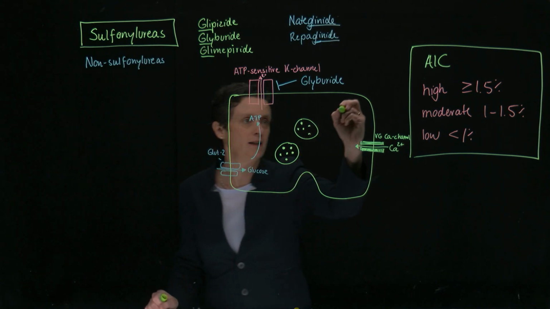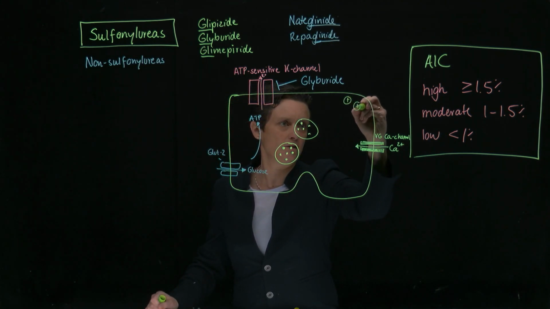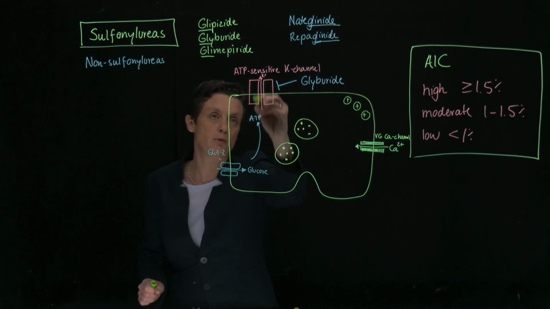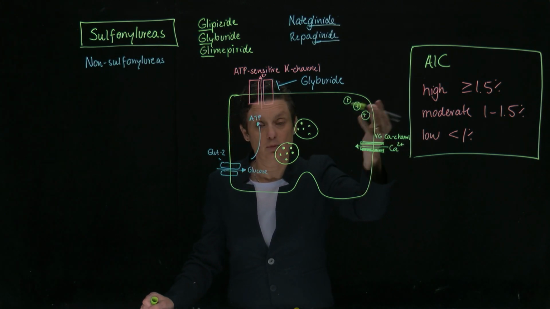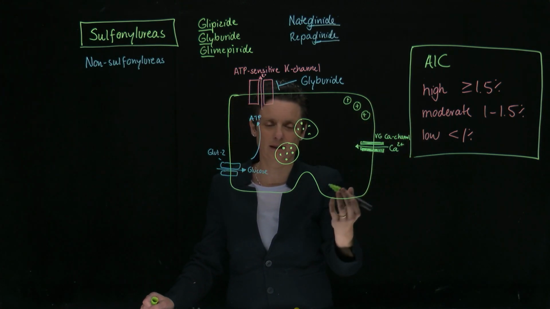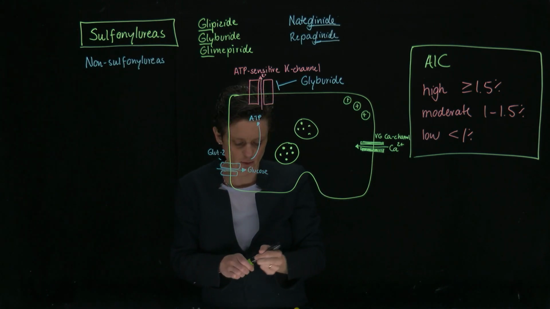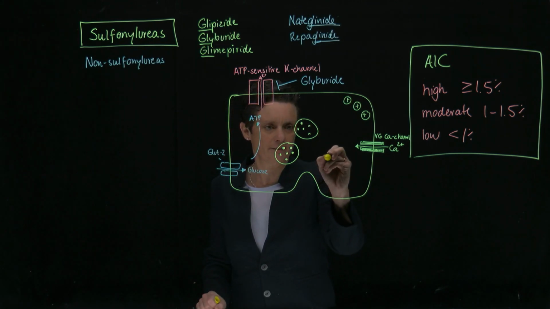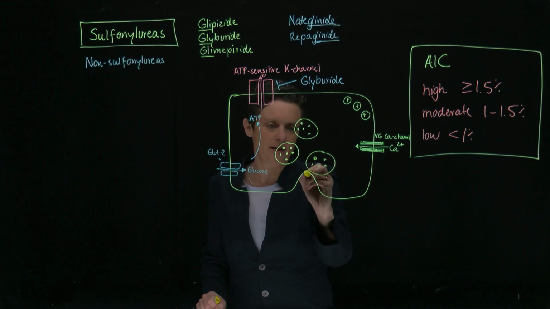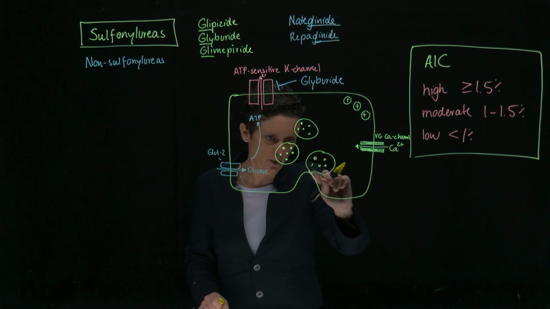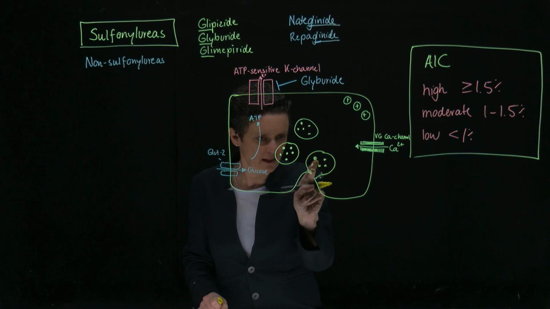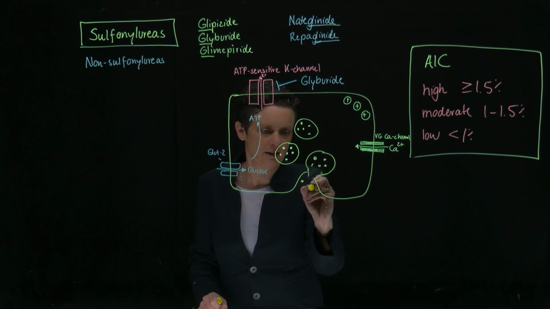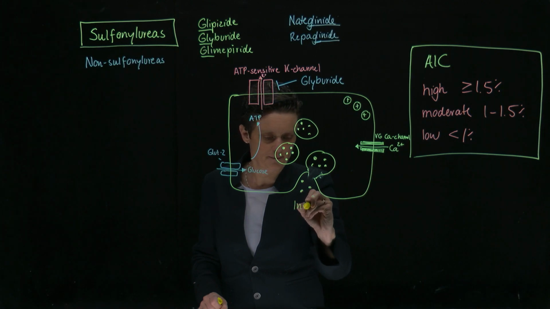The consequence is that we're going to have an accumulation of positive charges because now the potassium cannot leave the cell. And this is going to trigger depolarization. The calcium is going to come in, and calcium triggers exocytosis. And here I've drawn some insulin in vesicles. What's going to happen, these vesicles are going to fuse here with the plasma membrane, and then the insulin is going to be released.